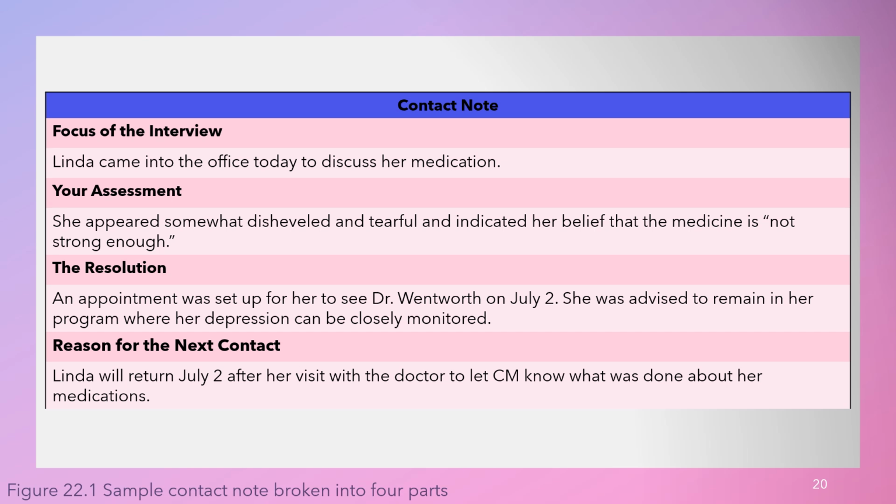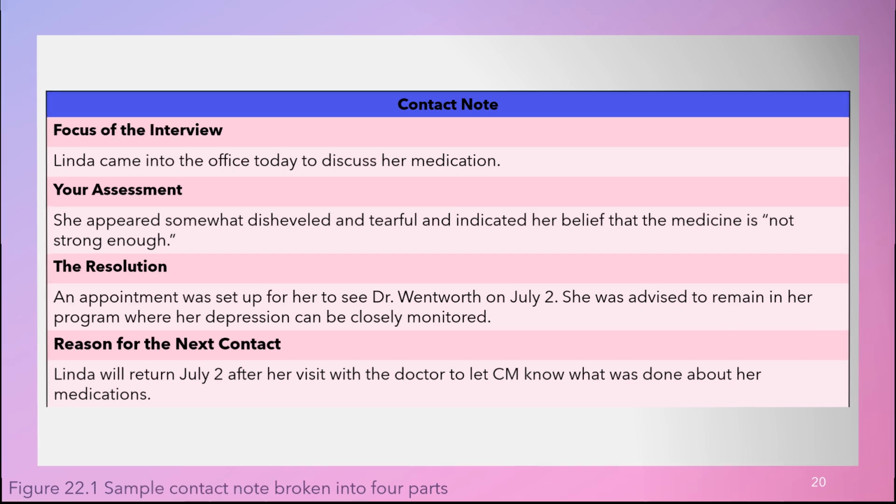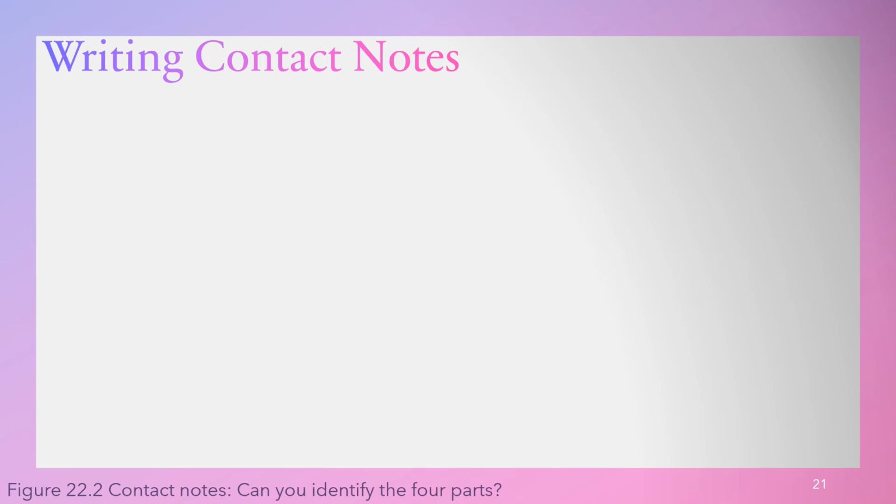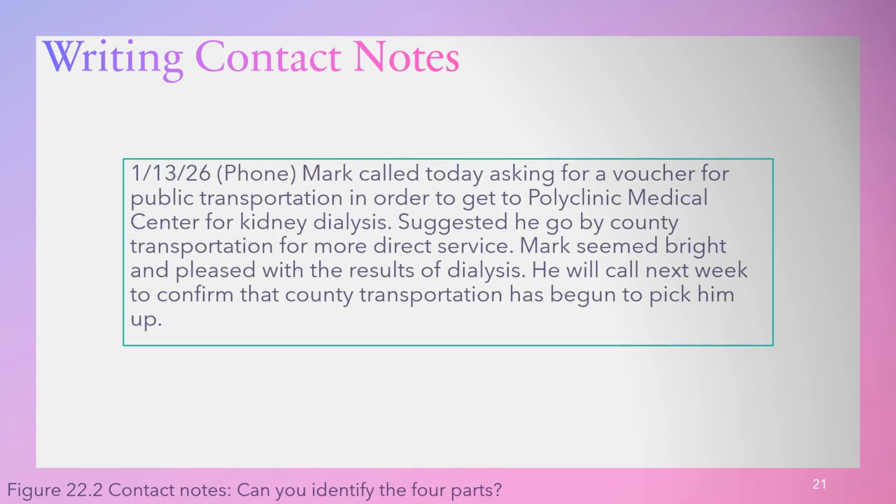Now that we have an idea of what contact notes are, let's look at some scenarios and identify the 4 different aspects. 1/13/26, phone. Mark called today asking for a voucher for public transportation in order to get to Polyclinic Medical Center for kidney dialysis. Suggested he go by county transportation for more direct service. Mark seemed bright and pleased with the results of dialysis. He will call next week to confirm that the county transportation has begun to pick him up.